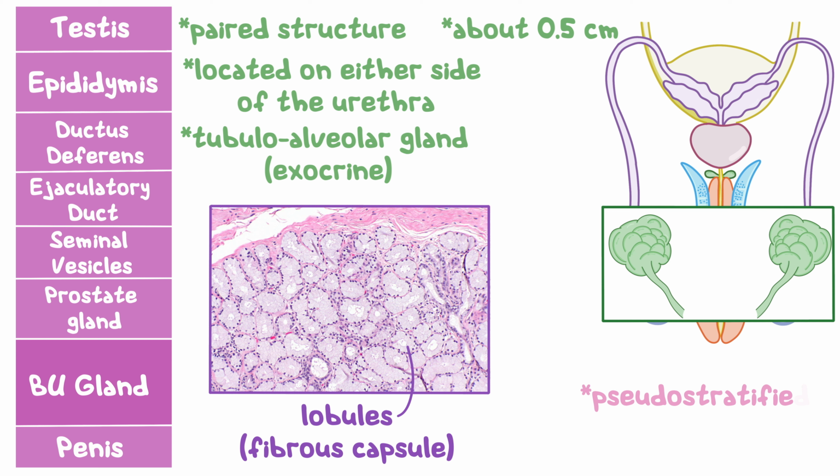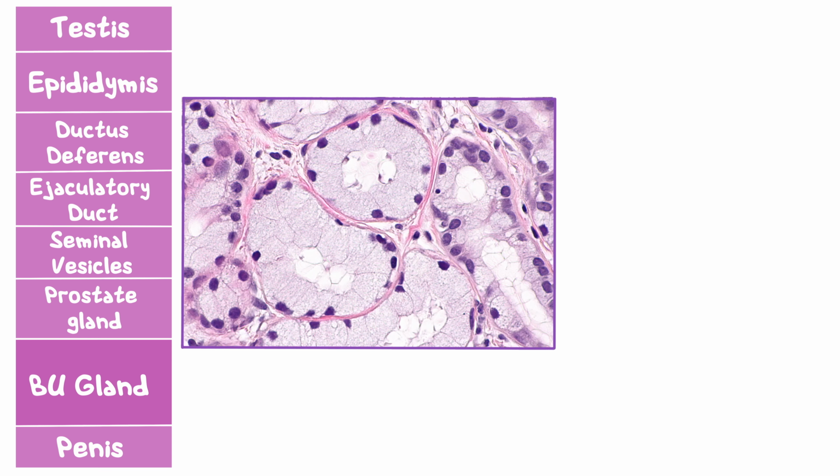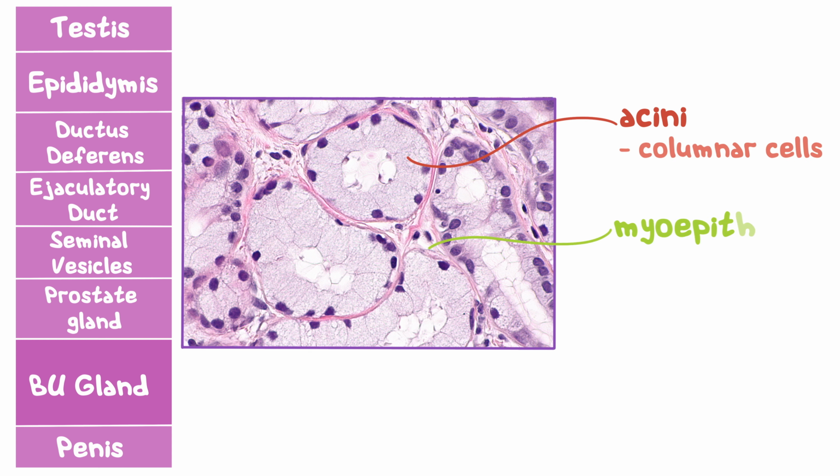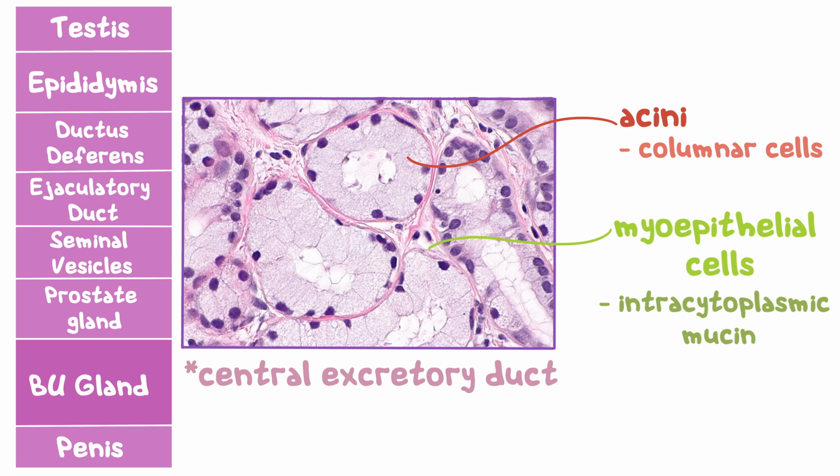Histologically, they are lined by pseudostratified epithelium. Within those lobules we find acini lined by columnar cells. A thin layer of myoepithelial cells surrounds each separate acinus. Microscopic analysis of those cells shows a large amount of intracytoplasmic mucin. Each of those acini opens into a duct which joins other adjacent ducts, and all eventually form the central excretory duct of the gland. Cuboidal cells line each duct.